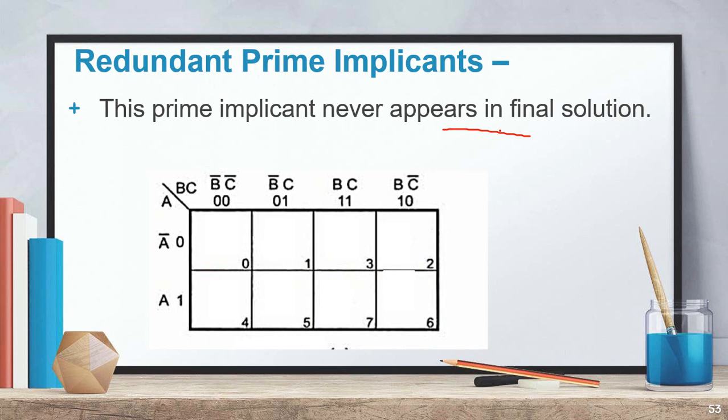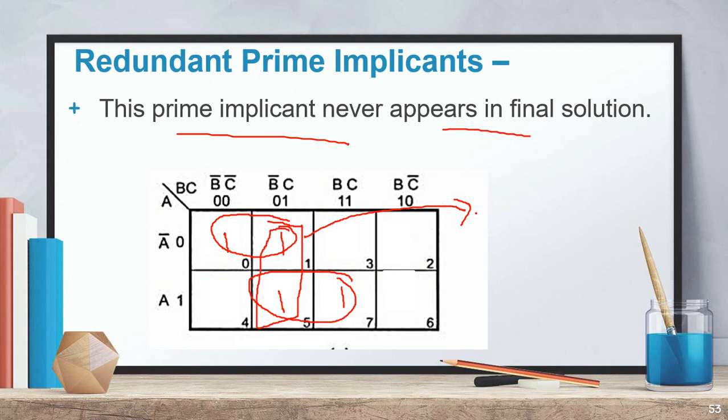If you take the same example as previous, which has 1 present, 0, 1 and 5, 7. In this, the prime implicant never appears in the final solution. So usually we will make this one group and this one group, and the other group, 1 and 5, we are not considering in the final. But this is known as RPI, or redundant prime implicant.